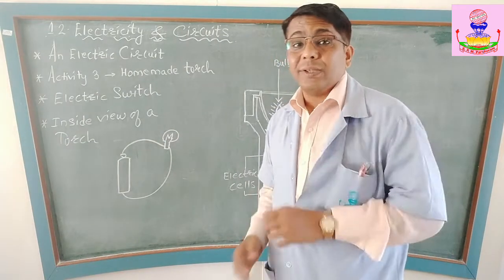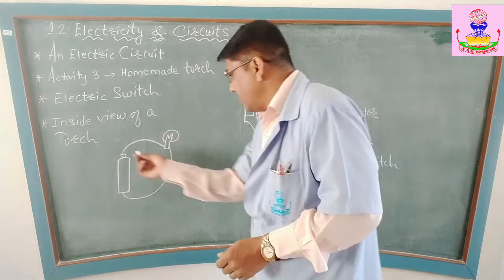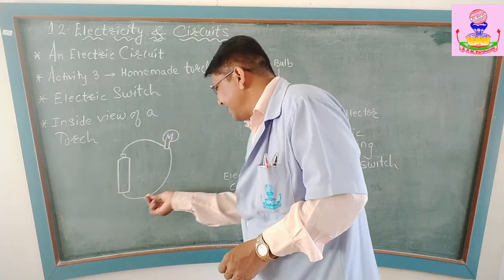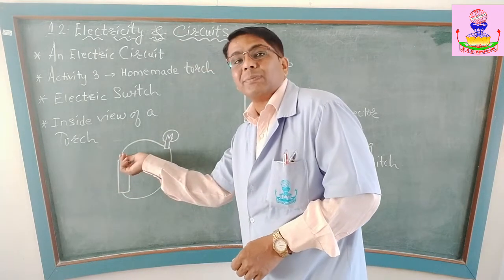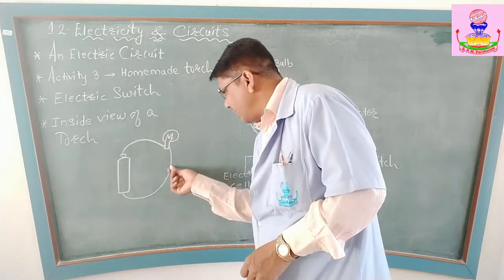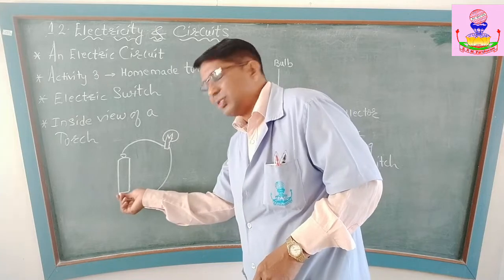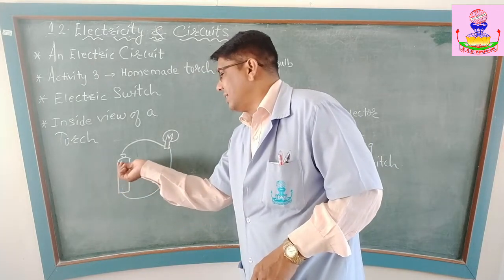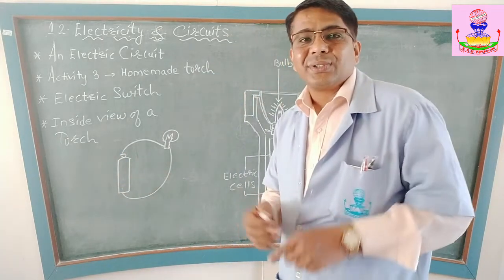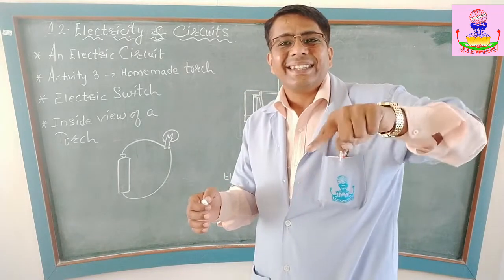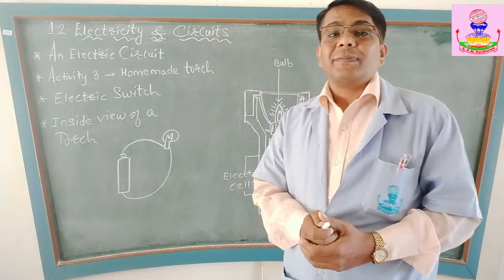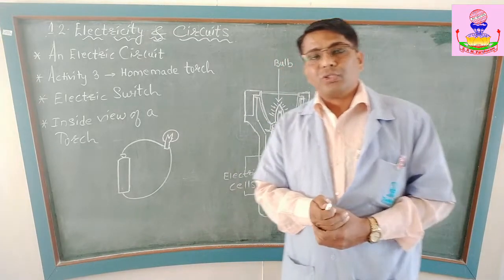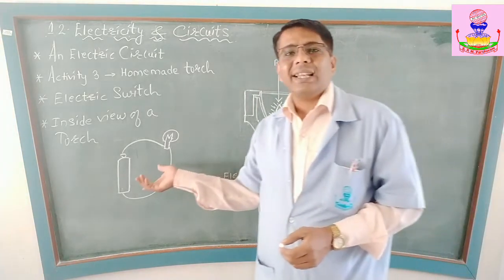And then I told you to take a pen or a pencil and move through this. So we started from the positive terminal, then we went through the bulb, we reached the negative terminal, and again through the cell we came here. So it was complete. So this particular arrangement in which the bulb glows is called an electric circuit.